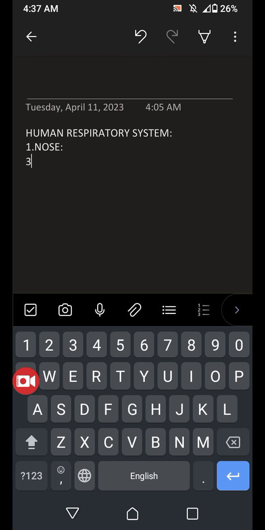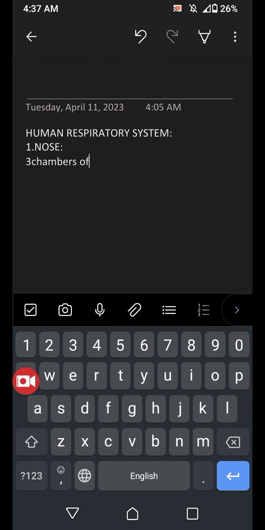Basically, there are three chambers of the nasal cavity. Our nostrils are the main source of inhalation, and the nose is the main organ that takes part. Nose, trachea, windpipe, and the lungs are basically the main organs that regulate the respiratory system. Basically, there are three chambers of the nasal cavity.